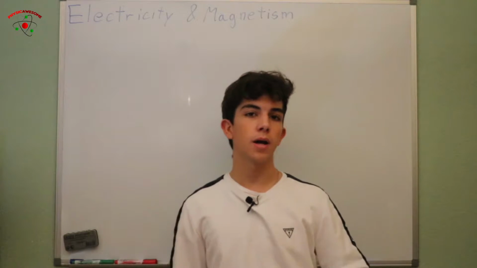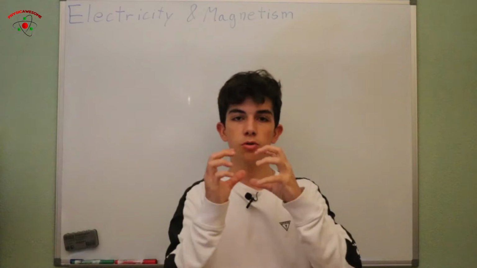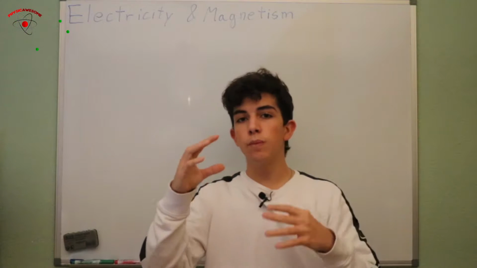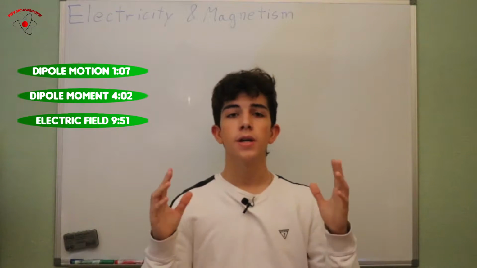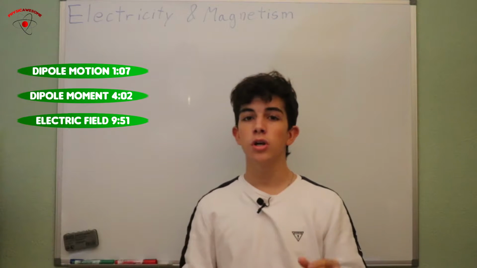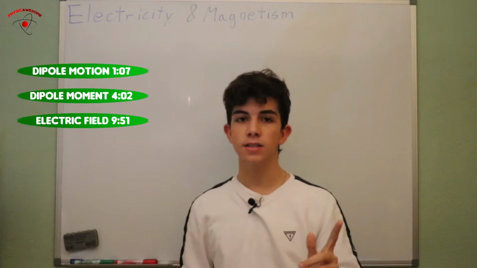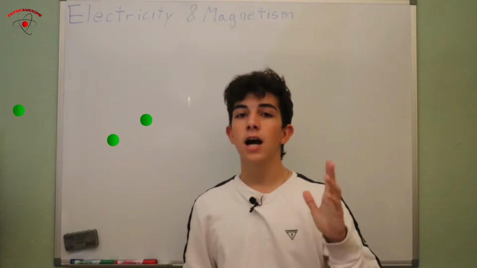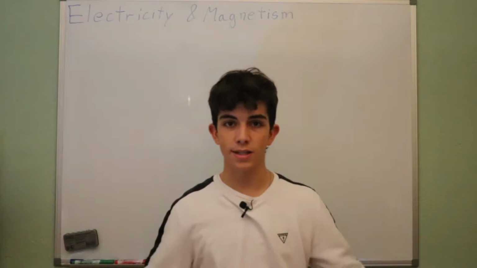Dipoles are formed by a positively charged particle and a negatively charged particle that stick together. We will first understand qualitatively their motion, how they interact with each other, and how they are formed. Then we will understand what dipole moment is, a very important quantity when analyzing situations with dipoles. And finally, we will see how dipoles behave in an electric field. So, let's start!